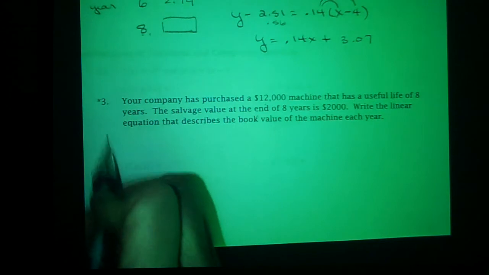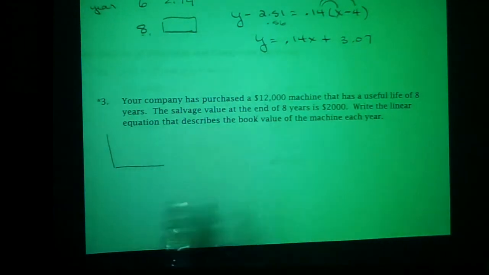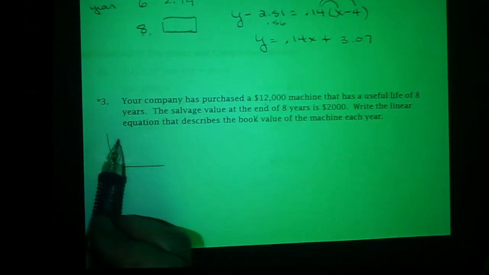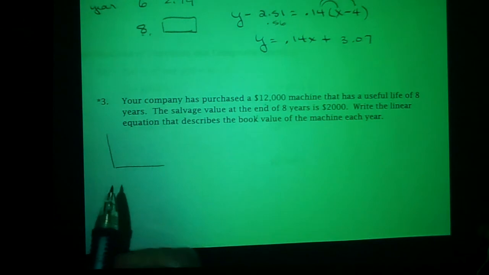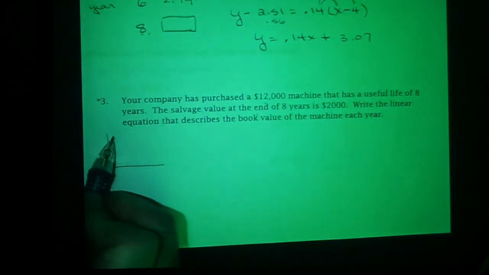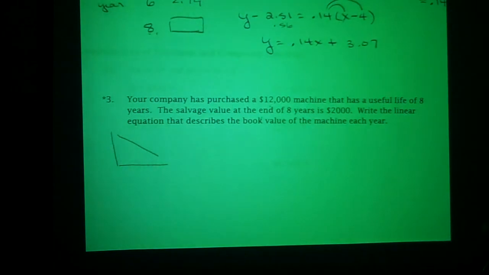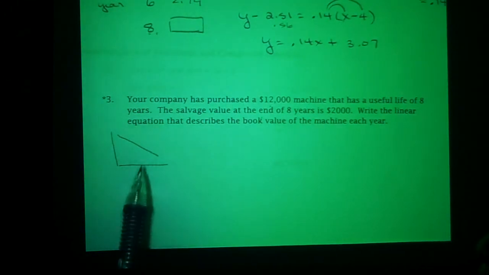Now that's a huge simplification because when things devalue, they don't devalue in a linear fashion. But just like we talked about supply and demand the other day, you're not going to be able to write the equation of a curve. So anytime that we have something that is devaluing, we're going to assume it's in a linear fashion so that we can deal with the algebra of it.